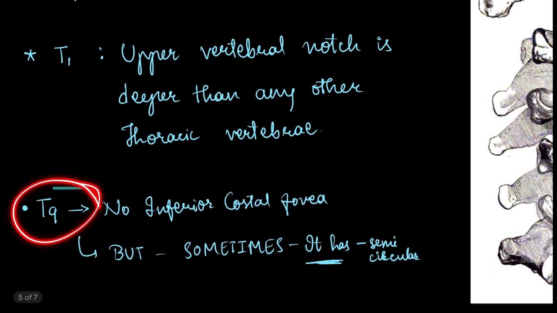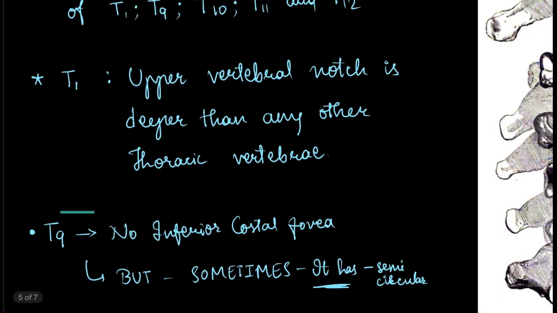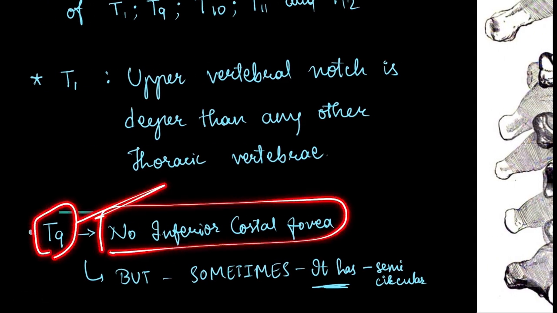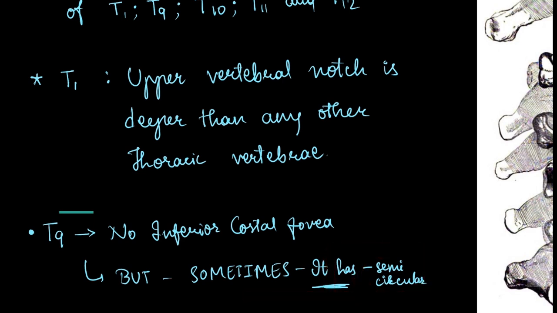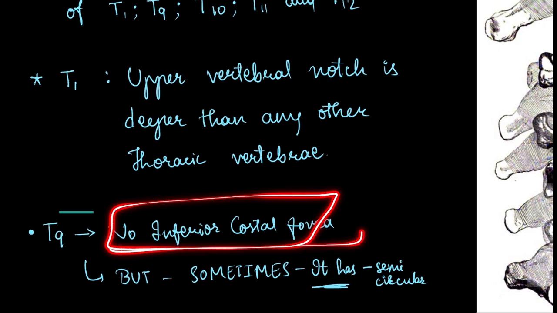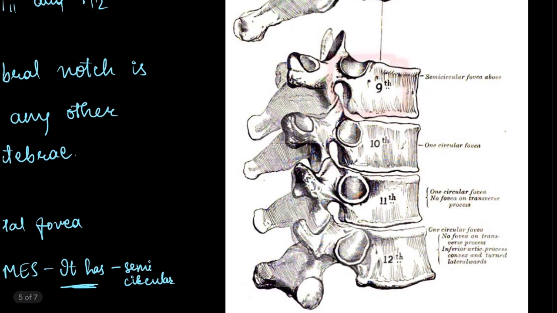Then what is the variation of 9th thoracic vertebrae? You can see here 9th thoracic vertebrae does not have inferior costal fovea. It has only superior costal fovea. It also has fovea of transverse process. So 9th thoracic vertebrae does not have inferior costal fovea, but sometimes it can have semicircular. What do you mean by semicircular? It means the fovea is shared among 9th and the next succeeding 10th. Okay, so usually no inferior costal fovea in 9th thoracic vertebrae, as you can see in this diagram.